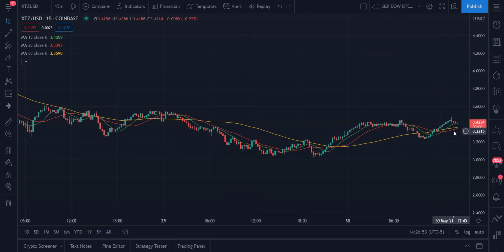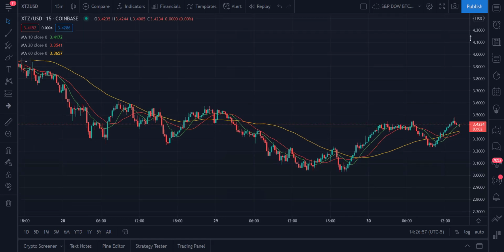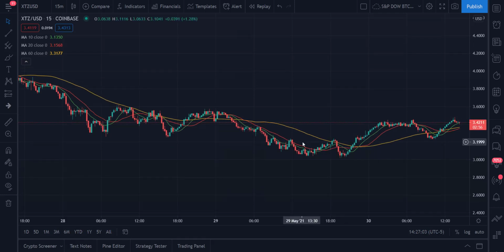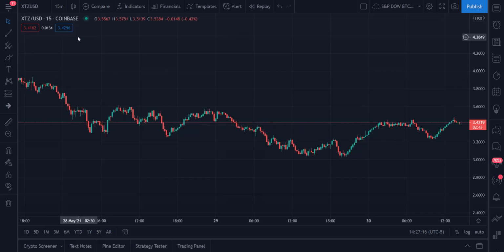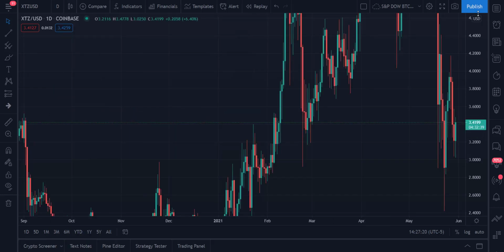The 15 minute also inconclusive. How about that? You've got the 60 in between the 10 and the 20. So on the moving averages for the 1 hour, the 30 minute, and the 15, you have inconclusive. That means we're not getting a clear trading signal to buy or sell out of these moving averages.